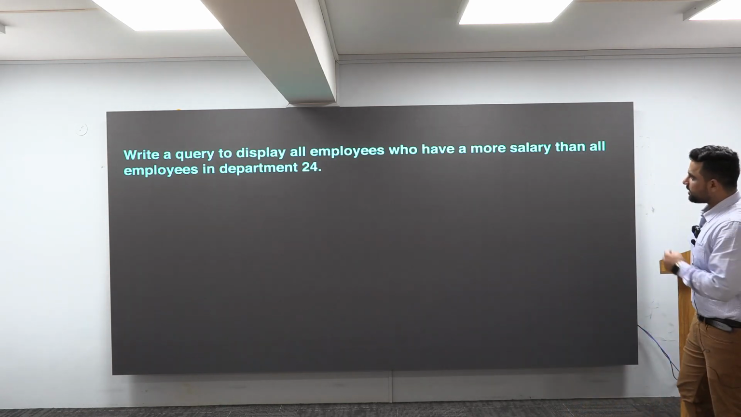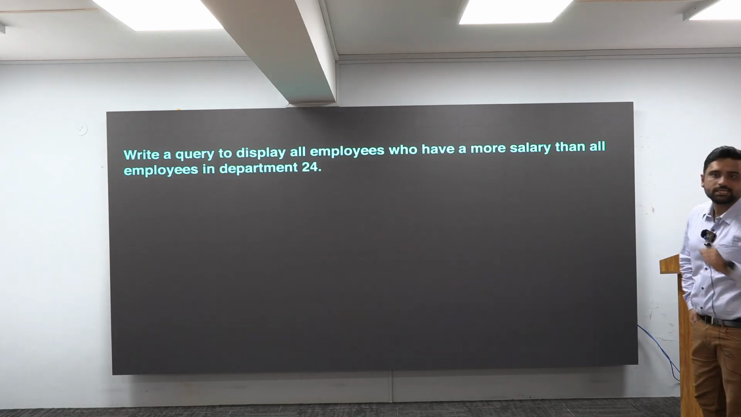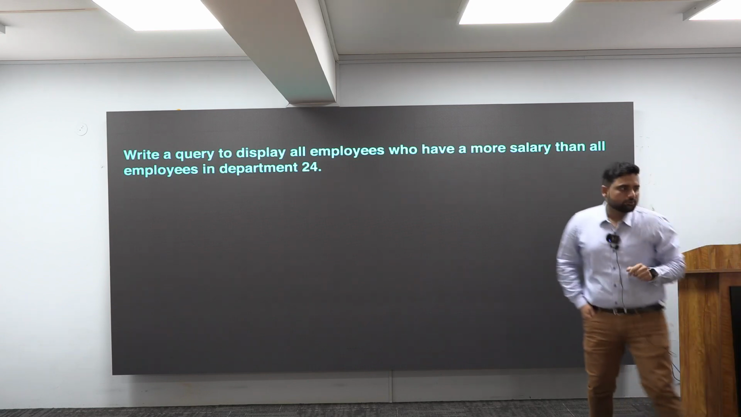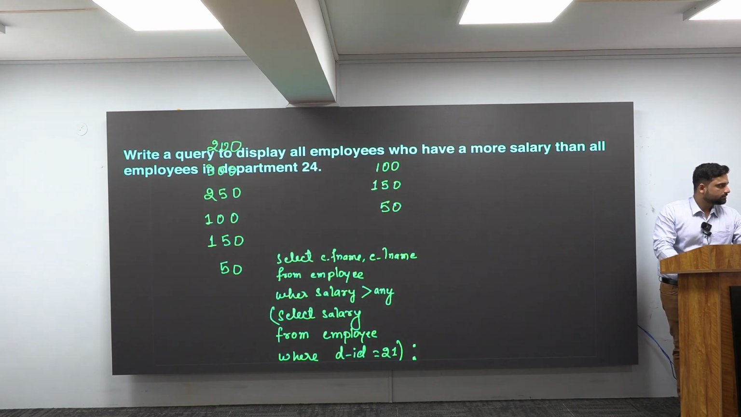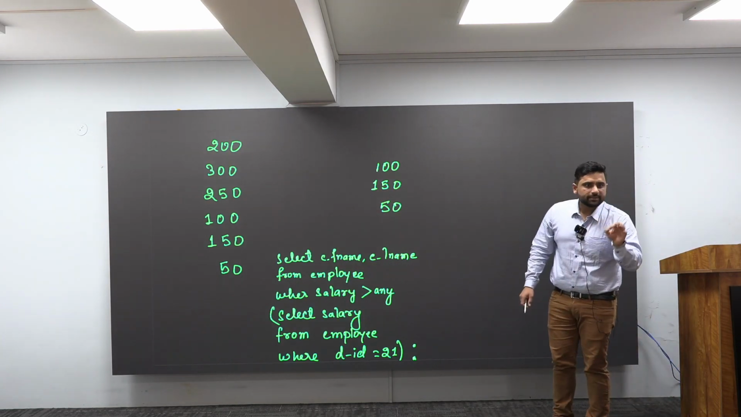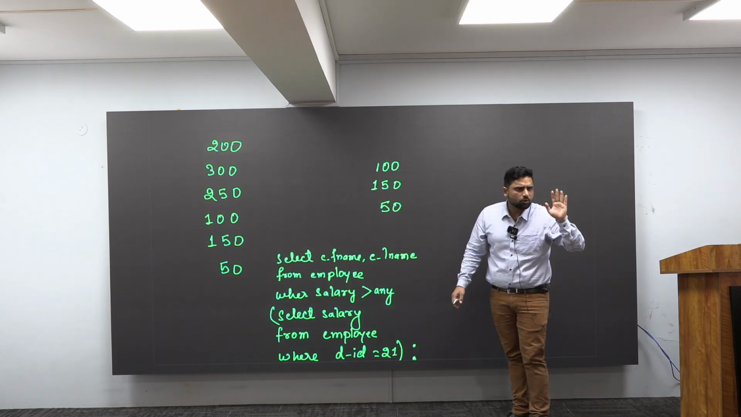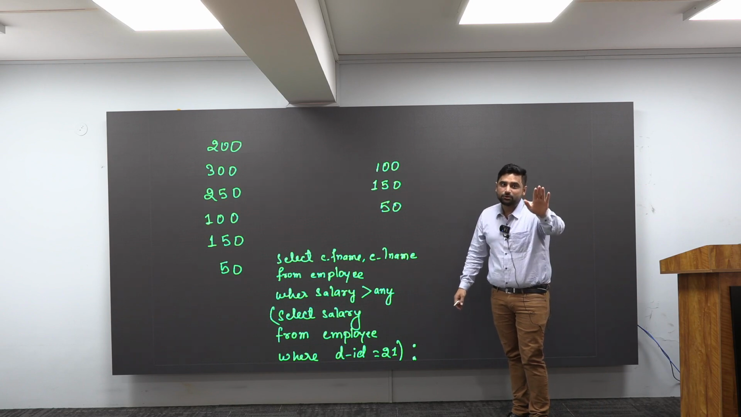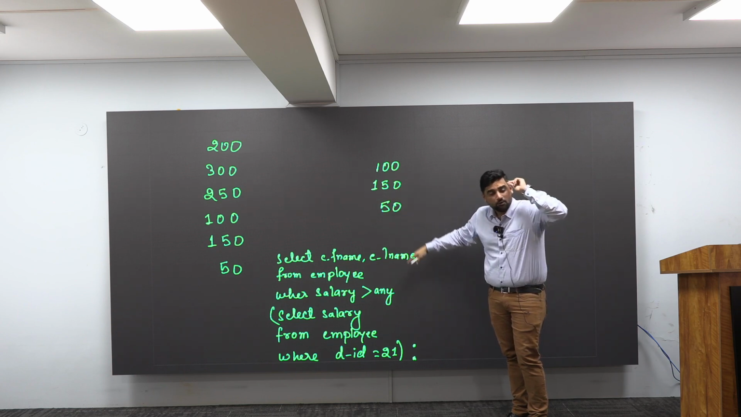Write a query to display all employees who have more salary than all employees in department 24. Please focus, what is this question saying? Greater than all employees in department 24. For example, in department 24 we can have one employee or multiple employees, and these are the salaries of all employees. So how can we compare here?